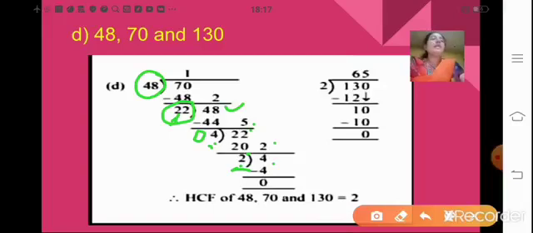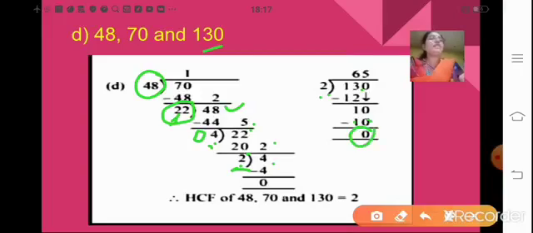Now we will take 130. Now this last divisor is 2. We will take the divisor 2 and divide 130. 2 ones are 2, 2 sixes are 12. 3 minus 2 is 1. You will take this 0 down. 2 fives are 10. So 2 fives are 10. You will get the remainder as 0.